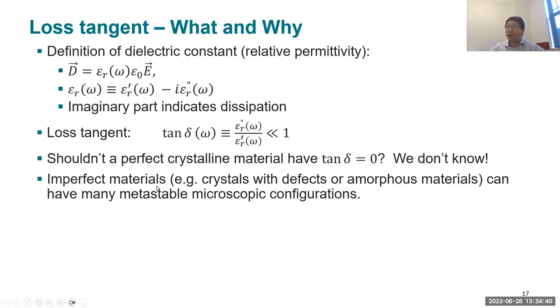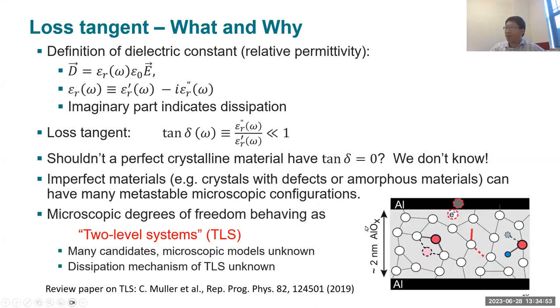But of course we know if you have imperfect materials, such as crystals with defects or amorphous materials, then these materials can have many metastable microscopic configurations. This is the type of picture people draw, for example, for aluminum oxide. It's a glassy dielectric medium. So these atoms' layout does not exactly follow a crystalline order. Therefore, you have many of these microscopic degrees of freedom, like atoms that can tunnel, dangling bonds, and charge trap states. In general, these microscopic degrees of freedom would behave as what we know as two-level systems. There are many candidates, and this is just a pictorial representation. People don't exactly know what these things are and what kind of atom groups they're made out of. The microscopic models of these things are not exactly known.